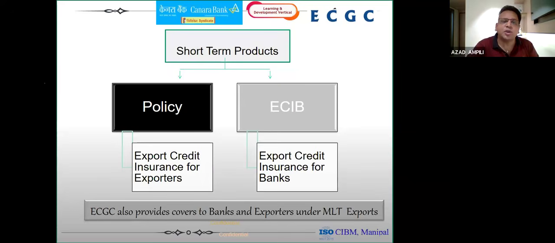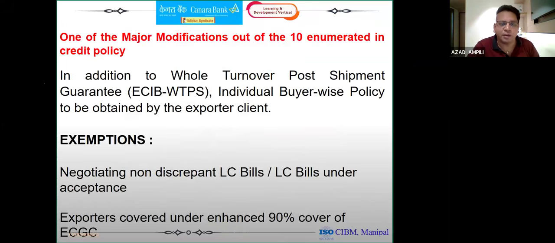ECGC, what is ECGC main job? It will give insurance to banks as well as exporters also. See, short-term products, export credit insurance for exporters and export credit insurance for banks. We will say ECIB. Banks are getting this cover from ECGC. If at all exporter defaults, we are having cover. For exporters, why? Because exporters, they will take buyer-wise policy. Means if at all buyer defaults, so they are supposed to take buyer-wise policy. So these two policies ECGC will give.